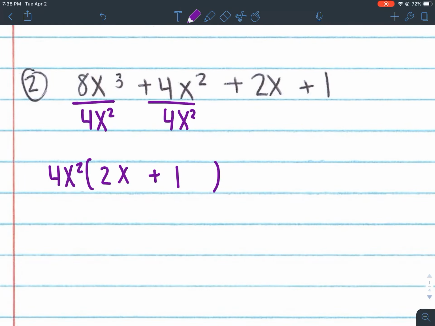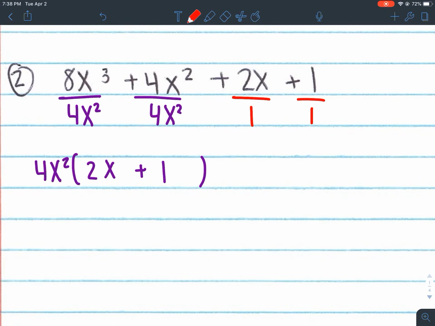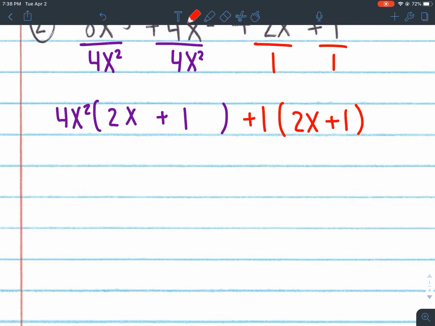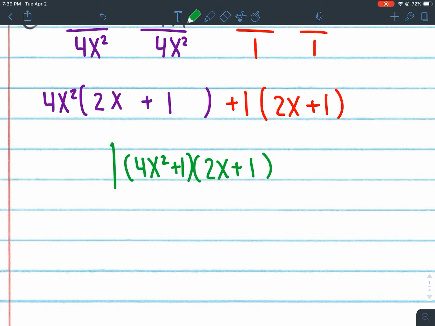The next part, the most I could factor out is a 1, and I can't factor out any x's, so that means I factored out a positive 1, so you do have to put the plus 1 there. And then since factoring out a 1 doesn't do anything, my parentheses will stay the same. And you want to check, do my parentheses match? Yes. Okay? So I have 2x plus 1, and then I have 4x squared plus 1. And that's my answer.